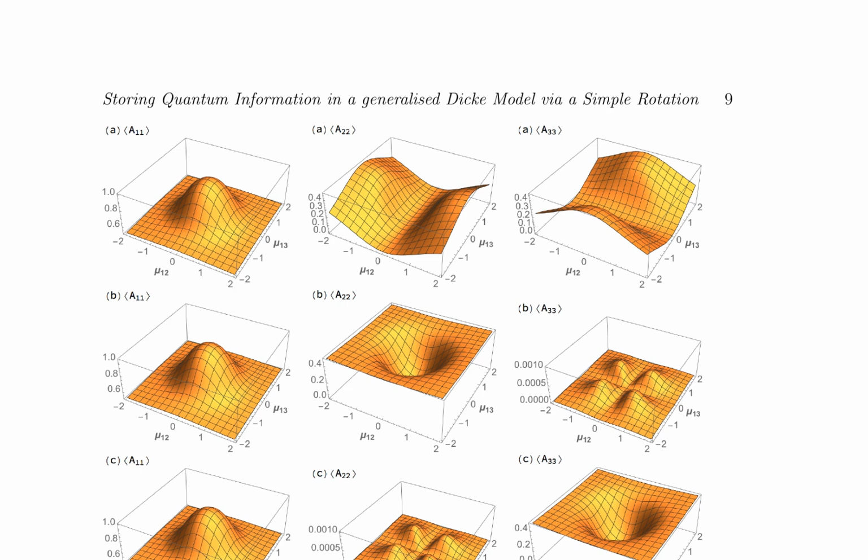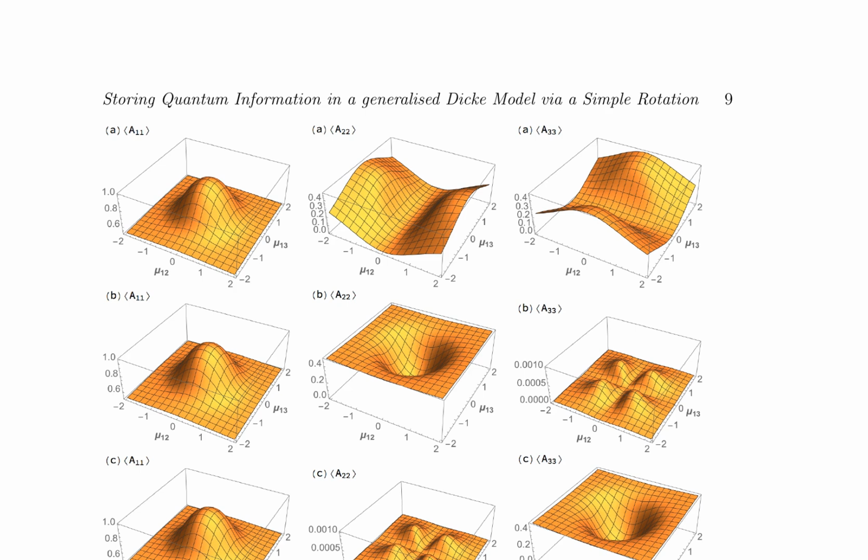The research paper explores the concept of storing quantum information in a generalized Dicke model through a simple rotation, focusing on three atomic configurations: Xi, Lambda, and V. To understand the phase diagram of the system, the fidelity between neighboring states is calculated using equation 11, which allows for the detection of abrupt changes in the ground state as control parameters are varied.